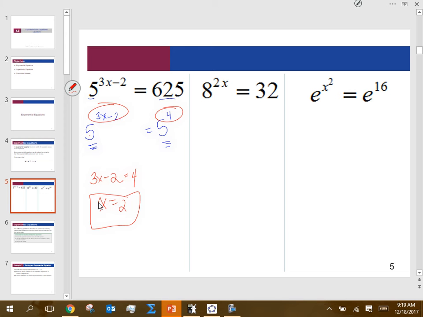That's only doable if it works out. If that was 626 over here, I couldn't do that approach. I'd have to do something else. But in this case, we can rewrite both bases so that they're the same. Therefore, the exponents are going to be the same. Is that something we can do?